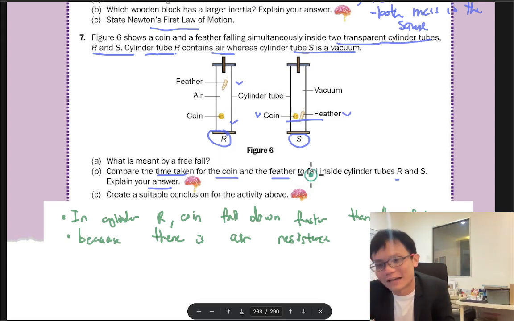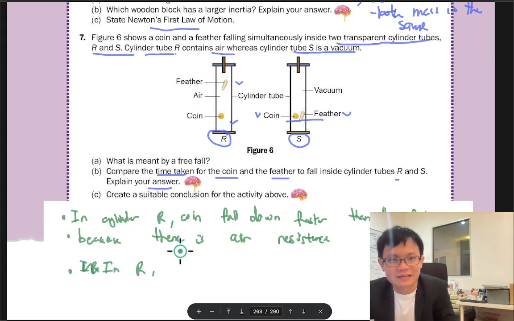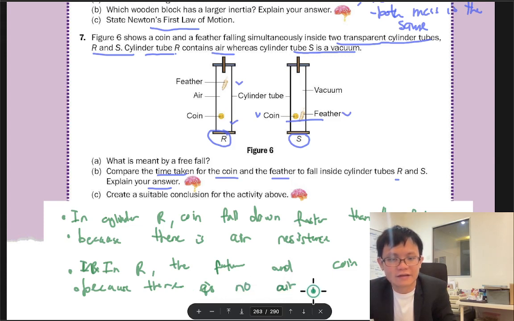Let's do S. What happened in S? Okay, in S, we can say that the feather and coin drop at the same time. I'm not saying maybe same speed, same speed or reach the ground at the same time. Because what? Because there is no air resistance.